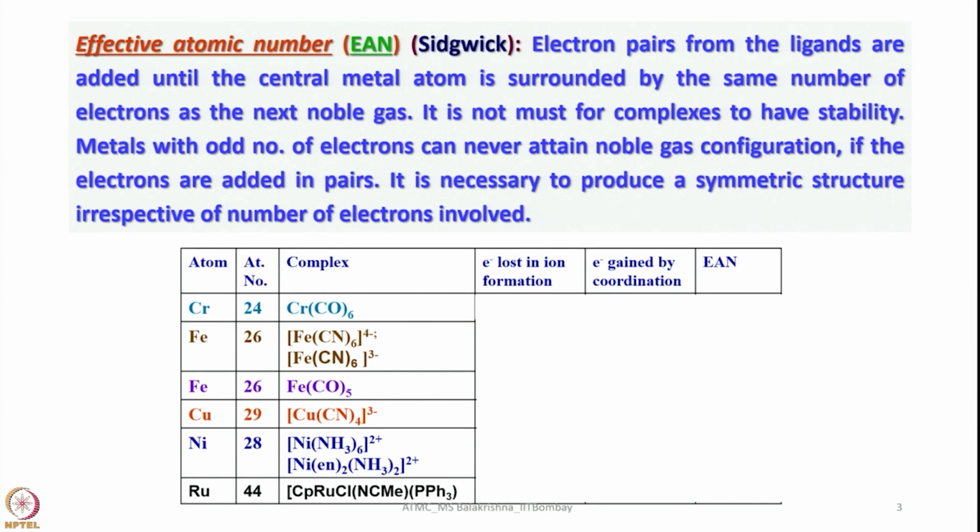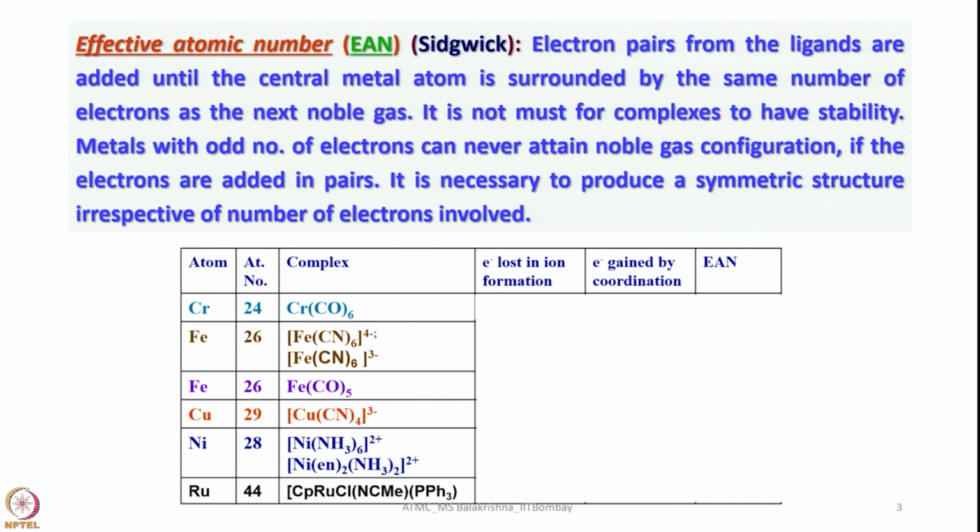Metals with an odd number of electrons can never attain noble gas configuration. That means there are some exceptions. If the electrons are added in pairs, metals with an odd number of electrons can never attain noble gas configuration. It is necessary to produce a symmetric structure irrespective of the number of electrons involved. That means when we do not know the structure and make an attempt, we should try to write a symmetric structure for a given complex.